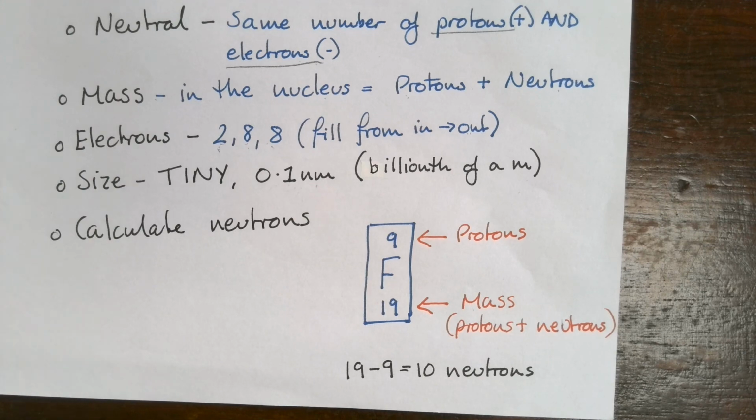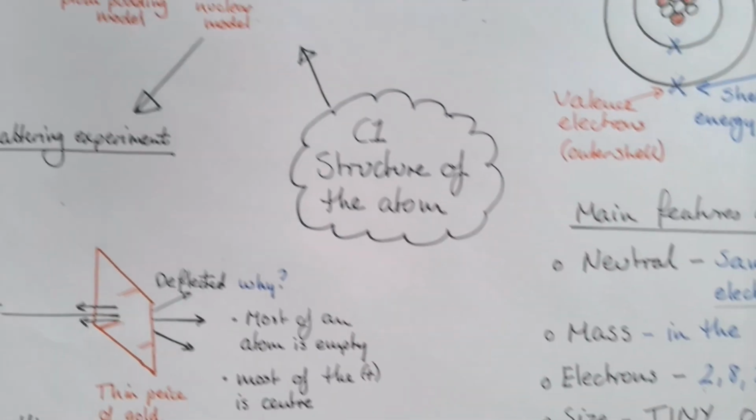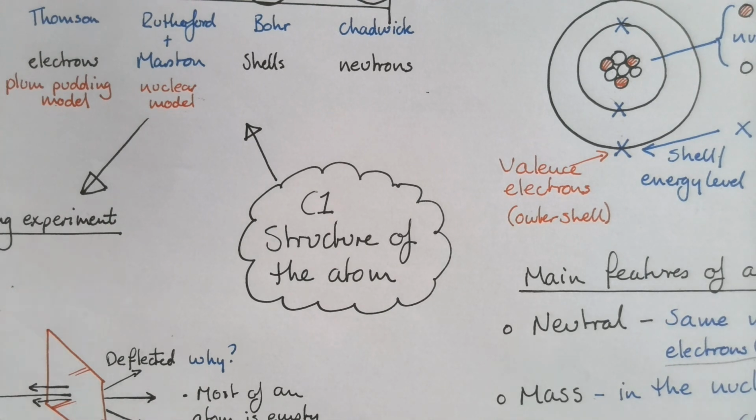And there we go. So that's your C1, structure of the atom. That's your overview, and that should be enough to get you going with lessons 4 and 5 now. And we're done.